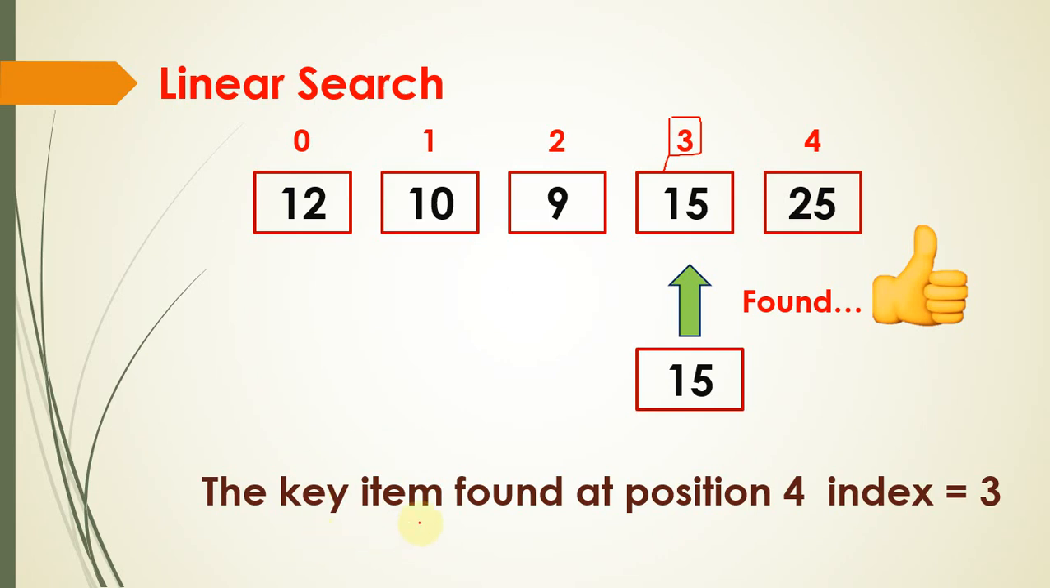The key item is found at position 4. This is the first one, second one, third one, fourth one. But according to the index, it is 3. According to the index, it is 3. But in general order, it is the 4th element, while according to the array, its index value is 3, one less than that. So 15 is found at position 4, or at index 3.